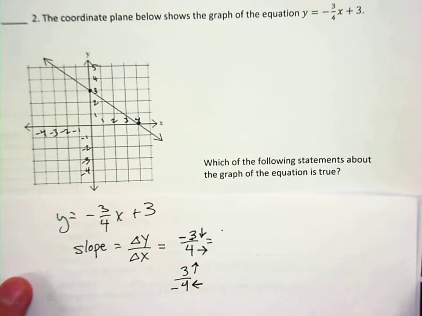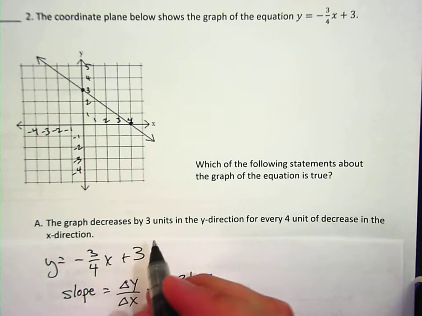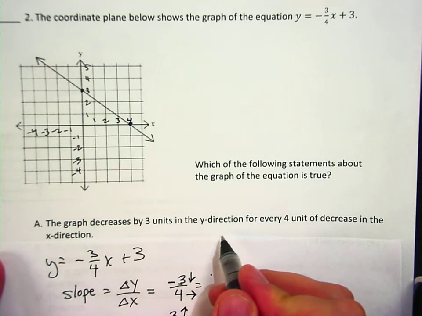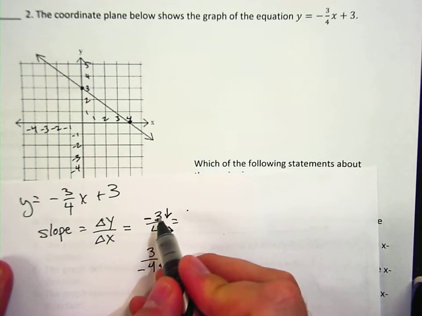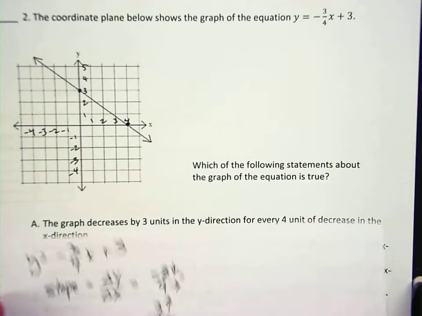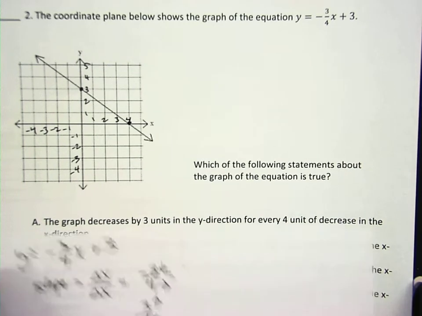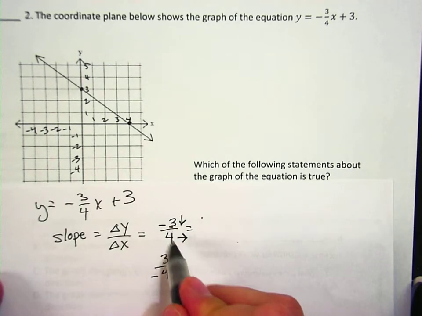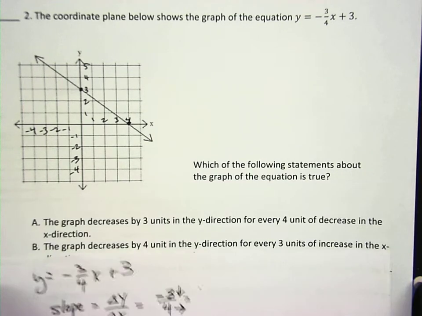Let's look at these options and see which description matches what we just described. So A says the graph decreased by 3 units in the y direction. Well, do we have that here? Okay, here we said the y can decrease by 3 if we say it's a negative 3. But then it says for every 4 unit decrease in the x direction. Well, we said if y is decreasing, then x is increasing. It's going to the right, it's positive, so that wouldn't work.